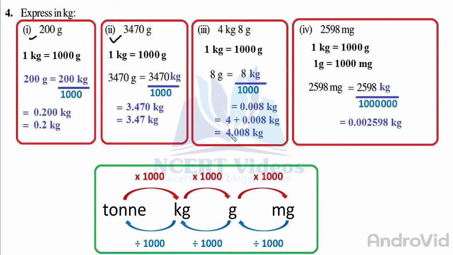So 4.008 kg. Now here you cannot write it as 4.0. It will change the value because it is some value other than 0. So you have to write 4.008 kg.